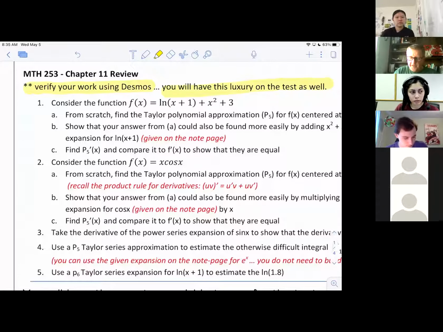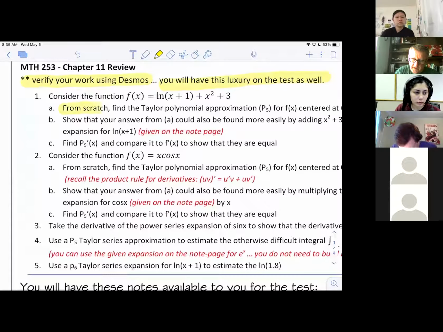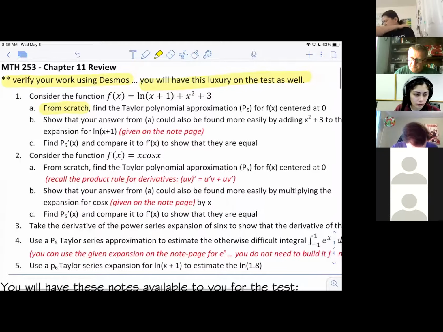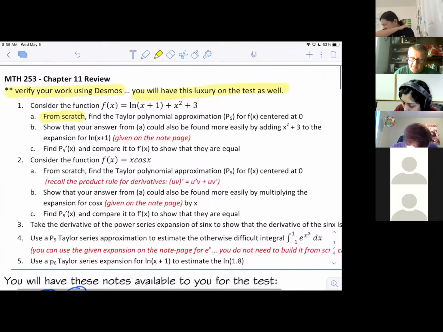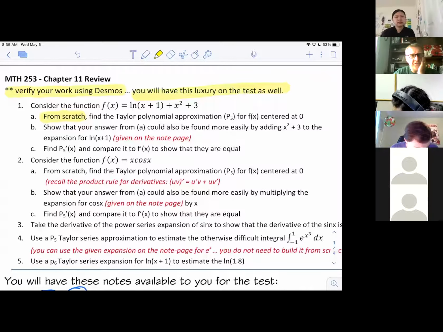I think this is kind of cool. If you look at this problem right here, notice I said from scratch. And then you wouldn't have to do this one from scratch. Do you agree with this? Why wouldn't you have to do this one from scratch if I didn't ask for it? Because you can use the natural log series that we already have. Yeah, we already have natural log of x plus 1.